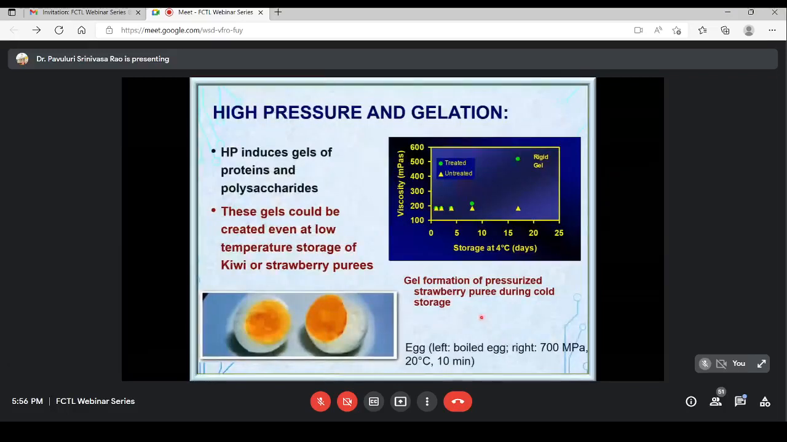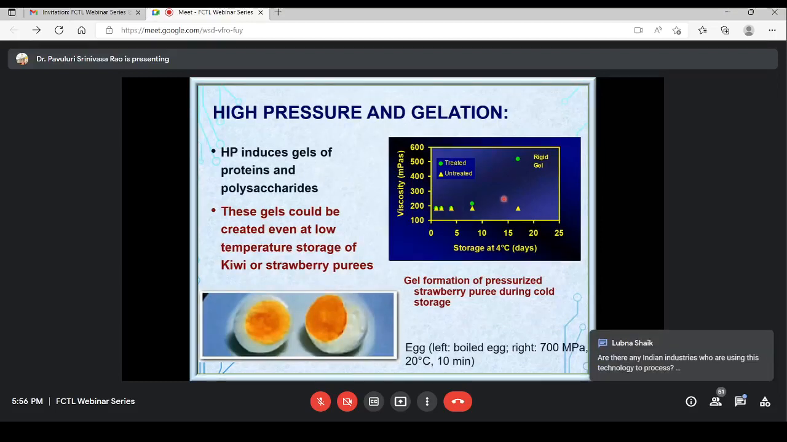Then another application is gelation. HP induces gelation of the proteins as well as the polysaccharides. So these gels could be created even at a low temperature. Certain examples are kiwi and strawberry purees that have been gelled, where you can see this graph. The elasticity is much higher in gels which are formed by non-thermal processing like high pressure processing.